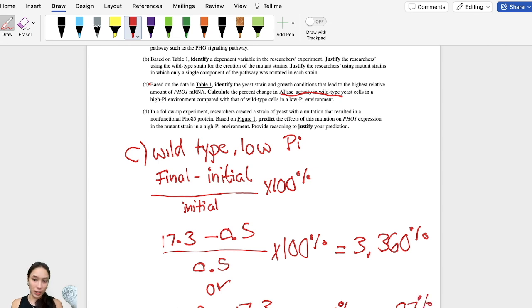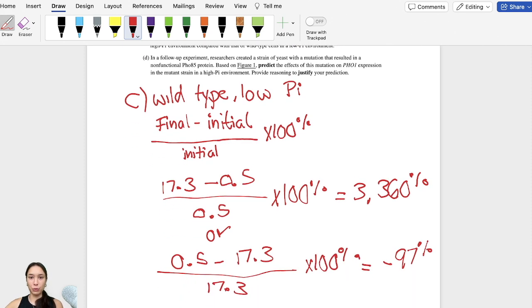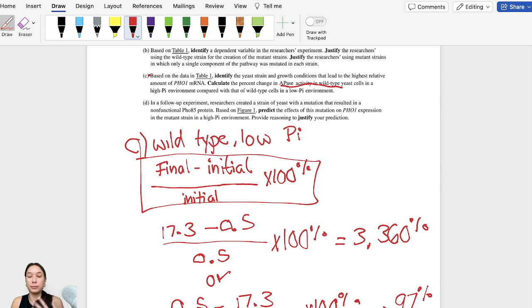So either one of these would have worked. Okay, make sure before going into your exam that you know your percent change equation. I don't know if it's given on your formula sheet, but still, you should know it.